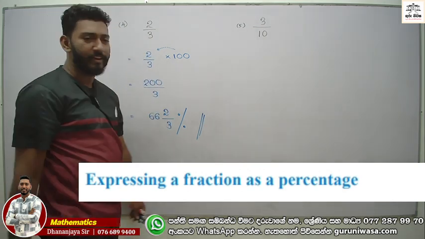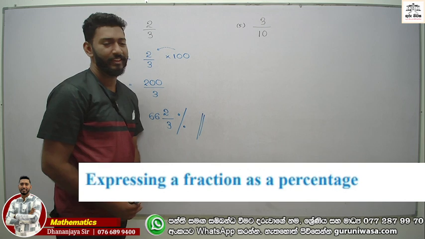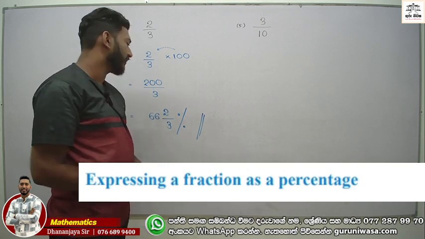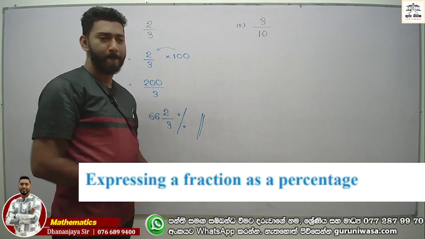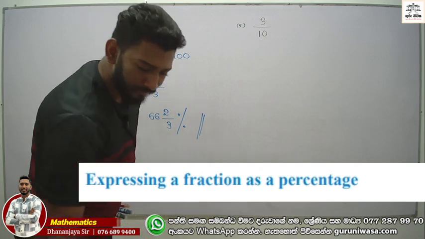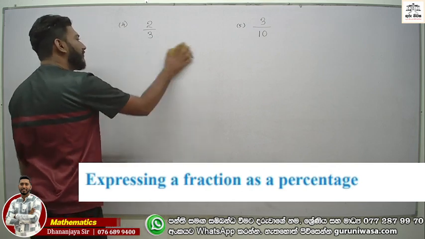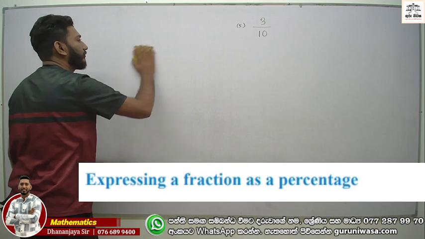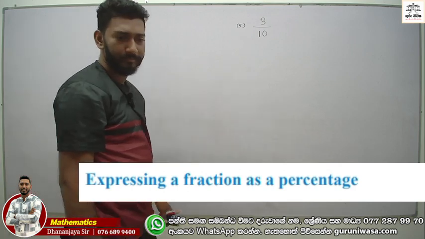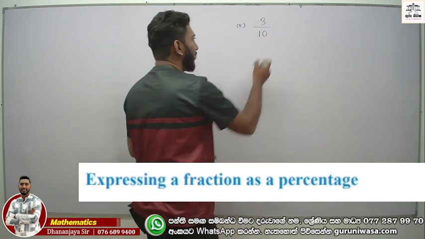Three over 10. That's a very easy thing. Put your answers into chat as a percentage. You need to multiply by the 100. That's the easy thing. 30%. Yeah. Now I'm going to simplify.